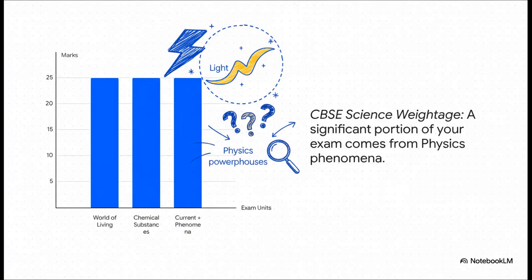And take a look at this. What's really interesting here is how the marks are grouped. The unit called natural phenomena, which is where you find light, and effects of current, which is electricity, they're actually bundled together. And combined, they account for a whopping 25 marks. That is a huge chunk of your paper dedicated to these two physics powerhouses.